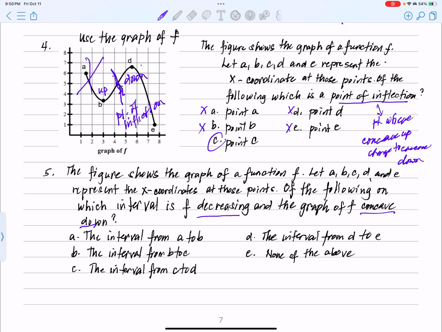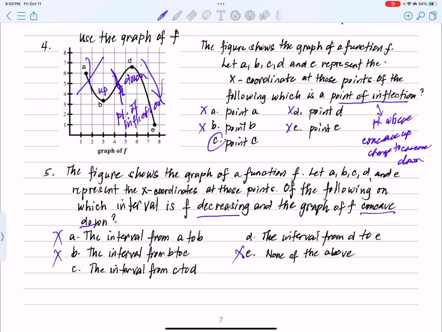If we look at the interval from A to B, it belongs to the concave up. B to C, it still belongs to the concave up. The interval from C to D, okay, let's leave that. The interval from D to E. And none of the above. Okay, there must be an answer.